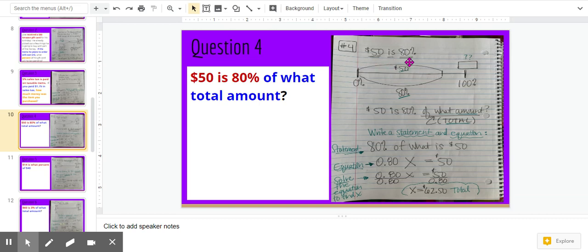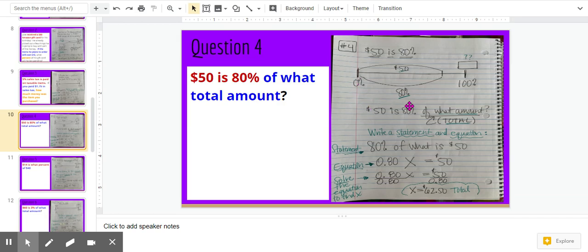$50 is 80%. When I build my line diagram with my line from 0 to 100%, I mark off 80%, which is 4/5 or 8/10 of the line, a good portion of this line diagram. I mark 80%, and then across the top, that arc across from it, $50.